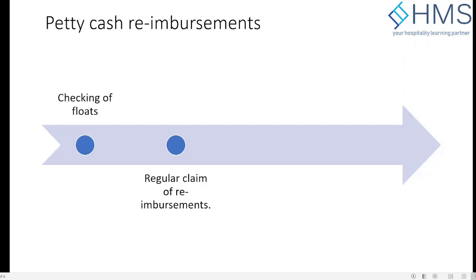Then another is the regular claim of reimbursement. Normally there is a policy that every 7 days, or every 2 weeks, or every month, the holder of the petty cash has to claim reimbursement of all the invoices. This is again just to make sure that the money is not utilized for personal purposes.